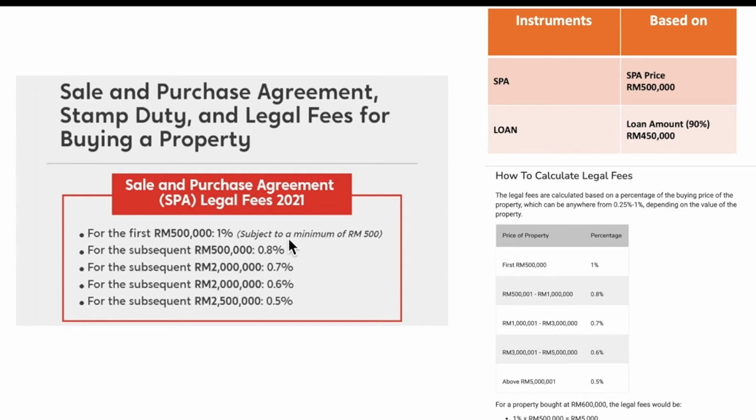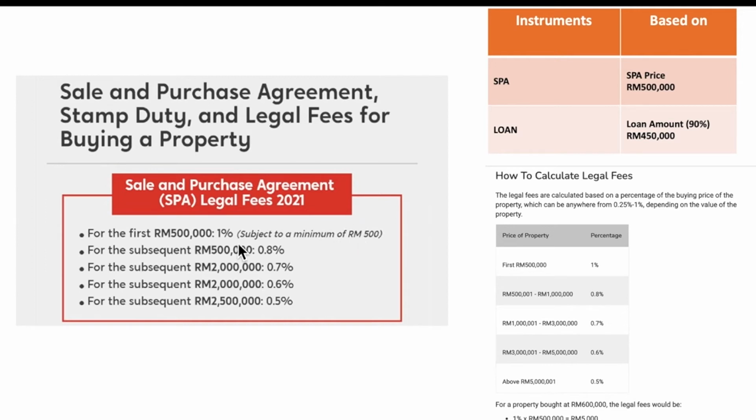So meaning that if the property is like 40 over 1,000, they charge 1% is how much? 400 plus. So for 40,000 they charge 400, cannot, they have to charge a minimum 500. But what sort of property is 40,000? Flat, I think. Okay, very ulu places are flat, low cost flat.